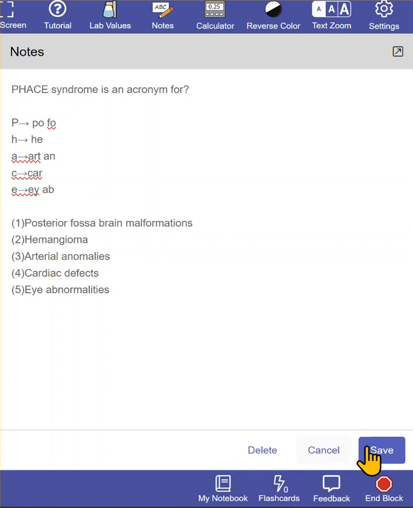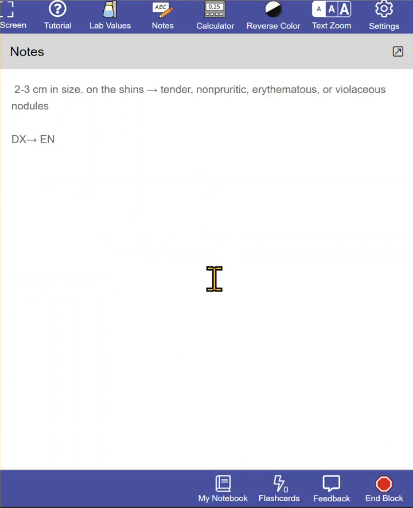And 2 to 3 centimeters in size on the shins. So we're talking about a rash.